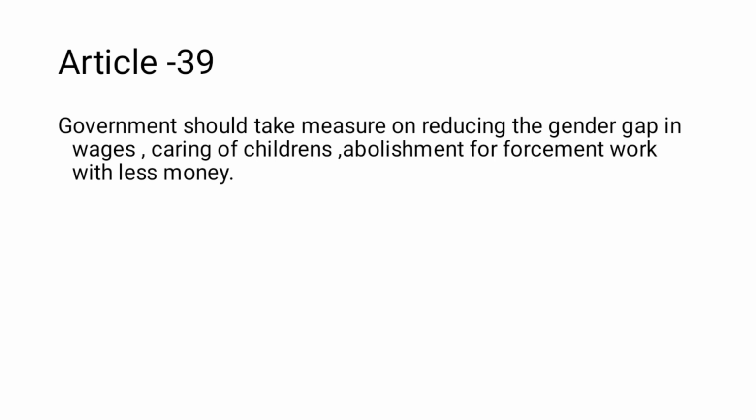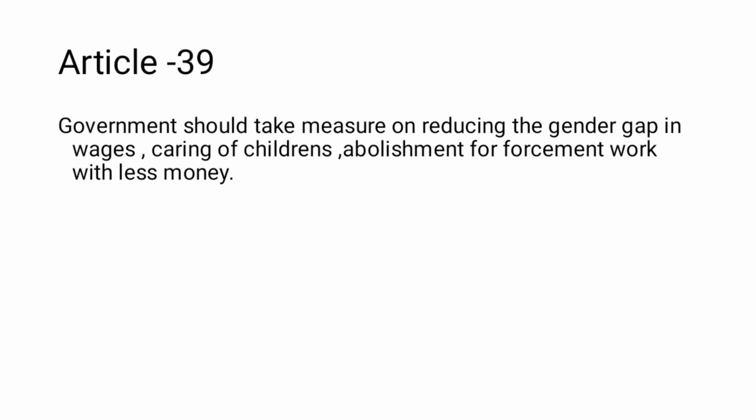So that is the main part given by Article 37. Government should take measures on reducing the gender gap in wages. So what type of wages are there? What type of caring of children? And what type of abolishment of forced work with less money?